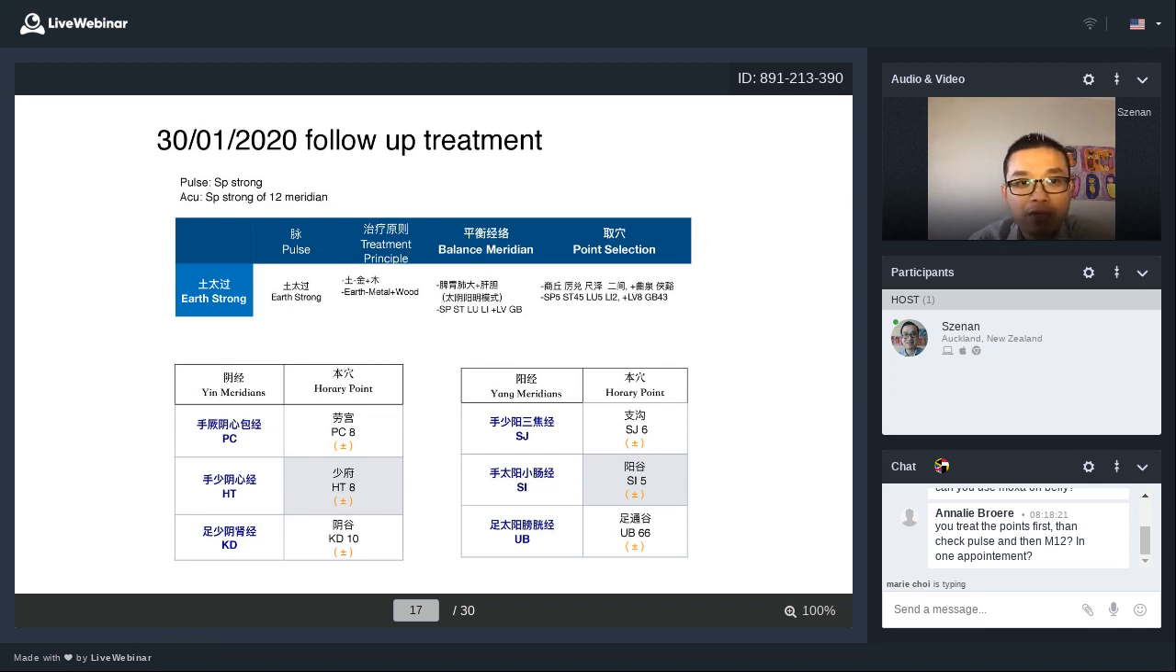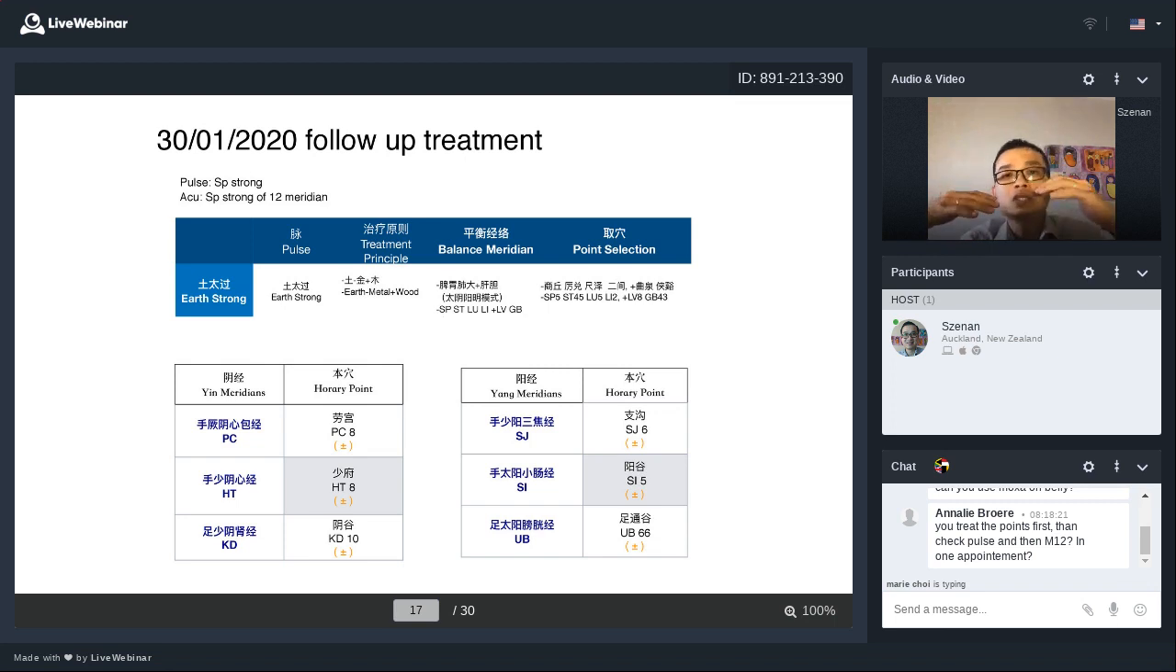Now, the third treatment, the pulse is different again. Spleen strong. The proper way should be earth strong. The earth strong treatment principle is reduce earth, reduce metal, and tonify wood. Now you see, the first time we actually reduced wood, but today we actually want to tonify wood. It's so different, right? But the patient gets better and better and better.